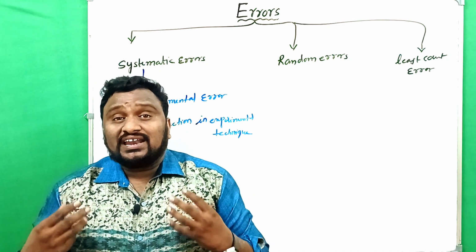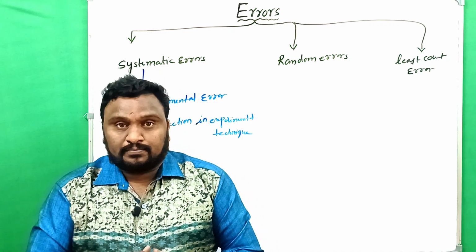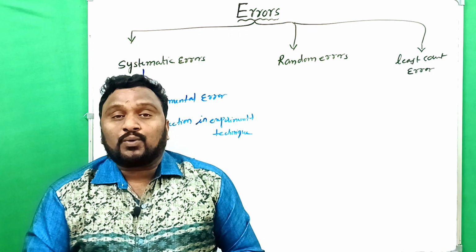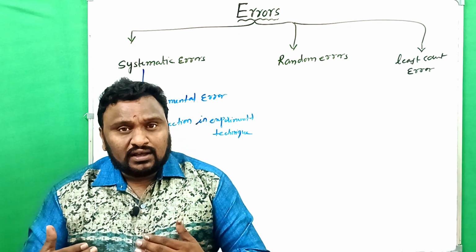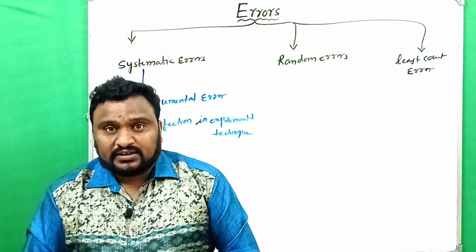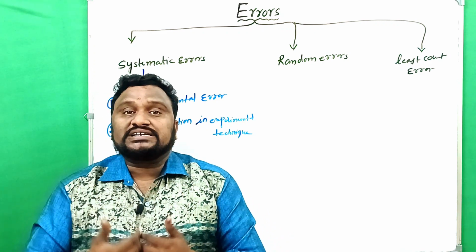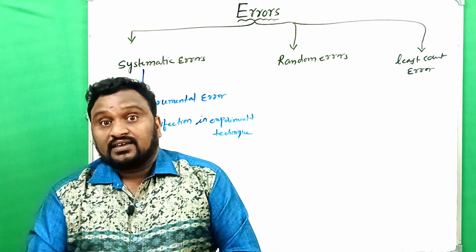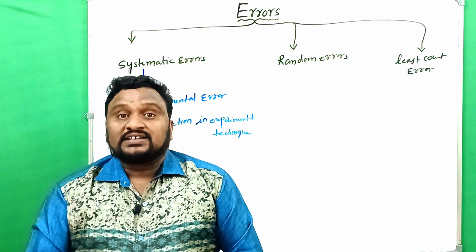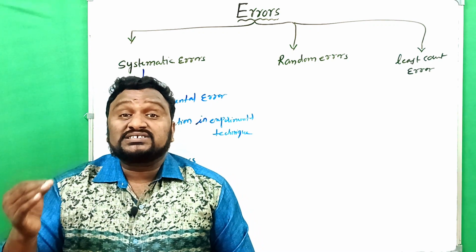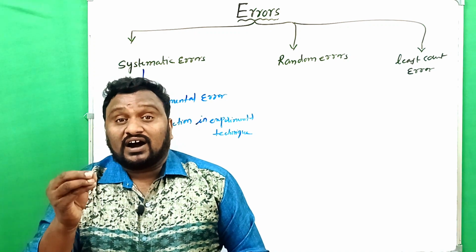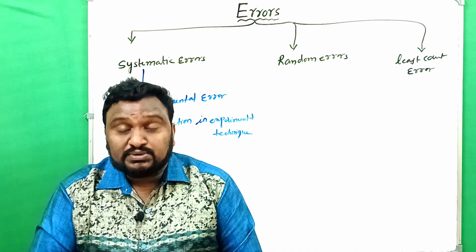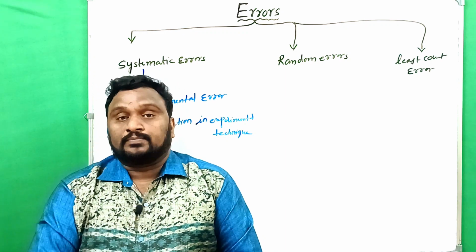While we are doing any experiments in the laboratory, to measure physical quantities we have to use some instruments. While we are performing the experiment, there is some possibility of getting errors. What is the error? The uncertainty in the measurement value is called an error.